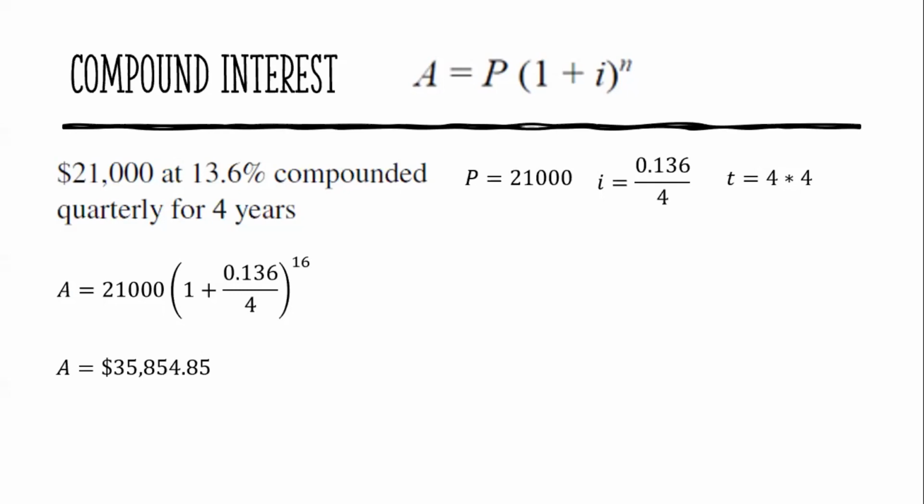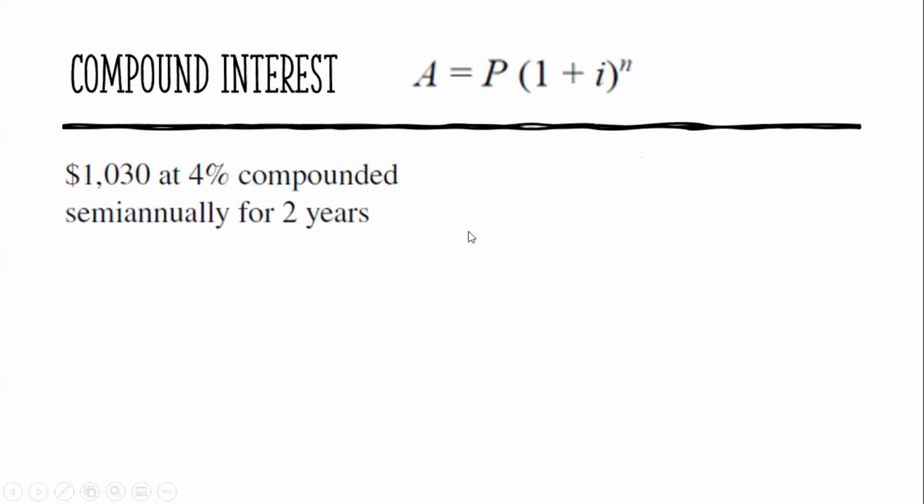Okay. Everybody clear on what we just did? Make sense? Yeah. All right, let's move on. Next question. This is semi-annually again. We've done semi-annually before, so we should be good at this. Here's my P, the 1030, nothing strange there.